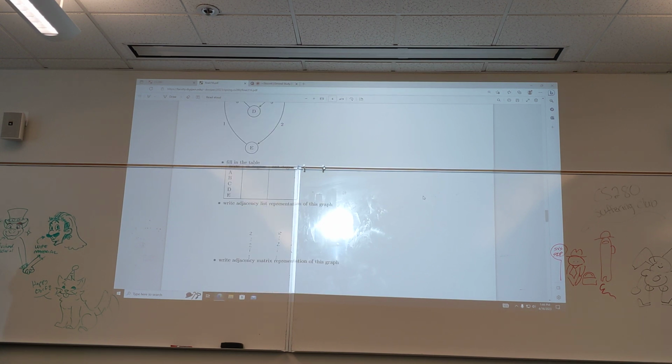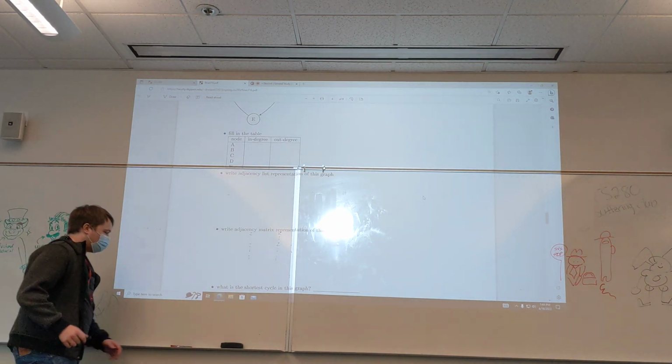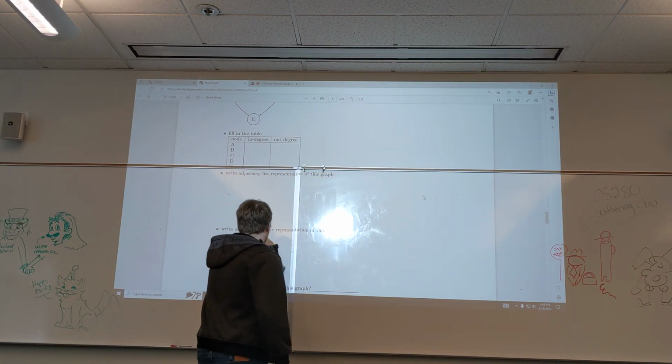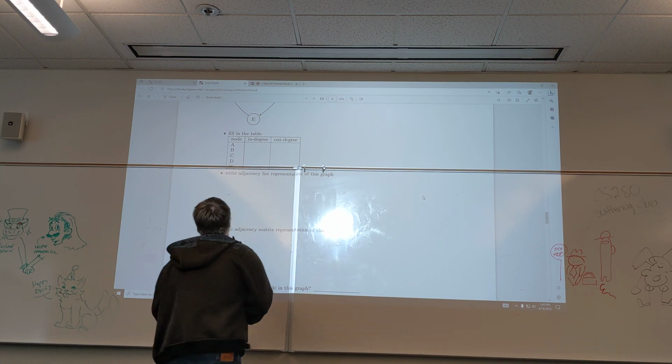Okay. Write an adjacency list representation of this graph. This means to write a list for every node. What nodes can it go to?